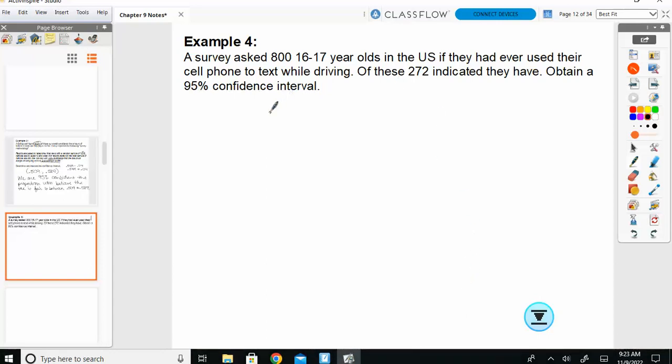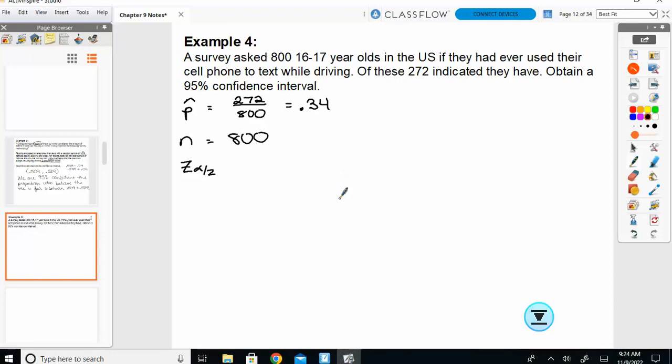So a survey asked 800 16 to 17-year-olds in the U.S. if they've ever used their cell phone to text while driving. Of these, 272 indicated they have. Obtain a 95% confidence interval. So for a confidence interval, we have to have a p hat, an n, and a z alpha over 2. How do I get my p hat? x over n. So 272 over 800. My n was just the 800.